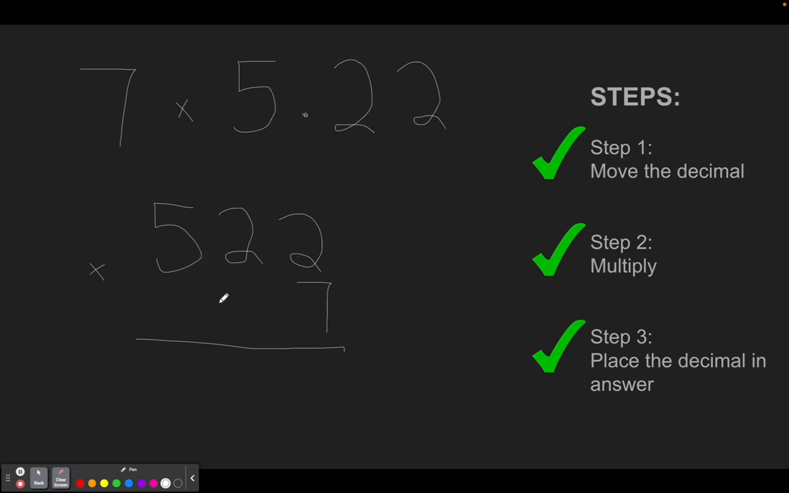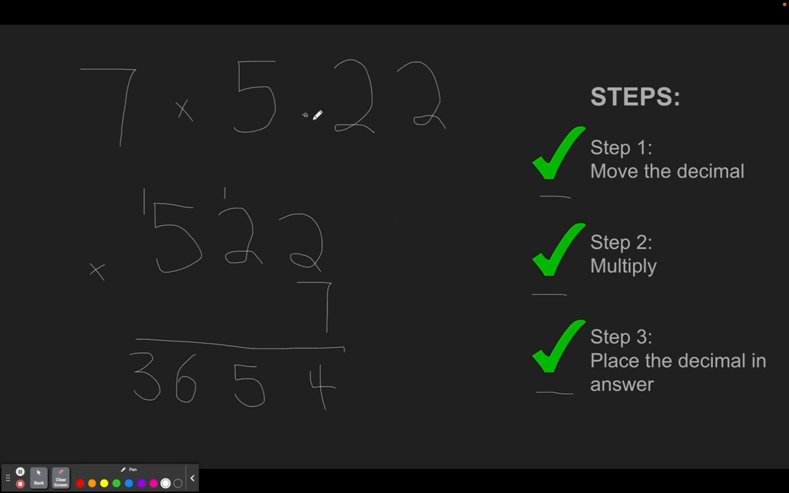all taken out. 7 times 2 is 14. We carry our 1. 7 times 2 is 14, plus 1 is 15. And 7 times 5 is 35, plus 1 is 36. So we have our answer there. We have completed our first 2 steps. We have removed the decimal, we have multiplied, and now we need to place the decimal in our answer.